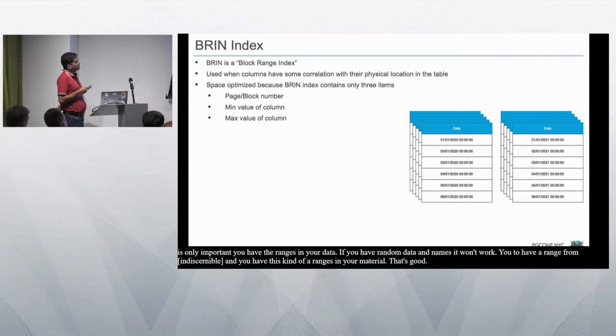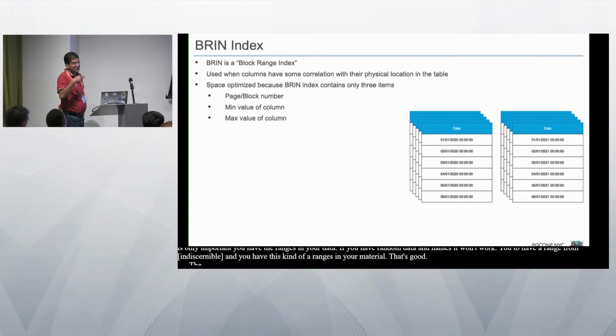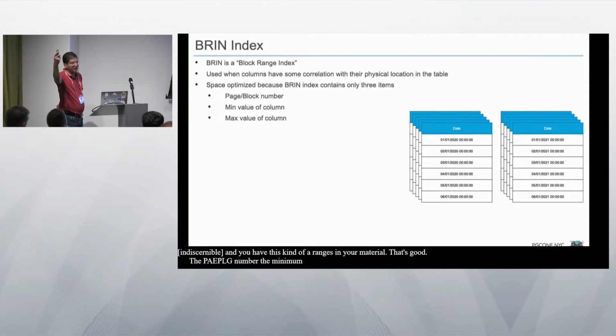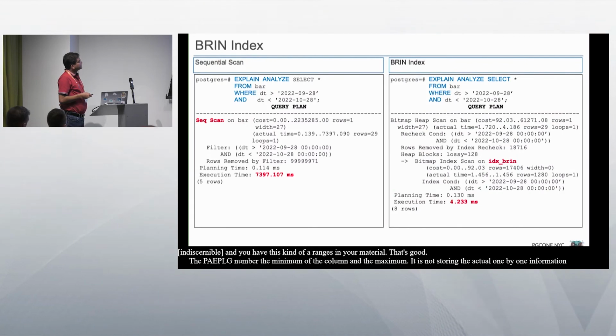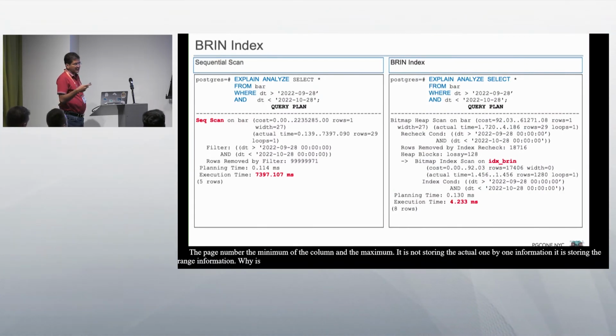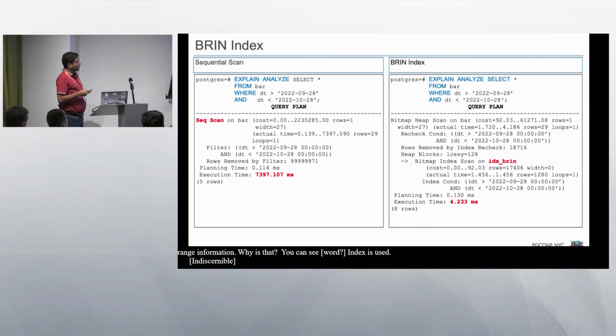So what is stored is the page number, the minimum value of the column and the maximum. It's not storing the actual one by one rows information. It's storing the range information. So why is that? You can see that BRIN index is used. So I'm just a little bit quick. Sorry about that. You can read that information. So important is not its speed. Its speed is good, really good, because it's searching in the range, not every value.